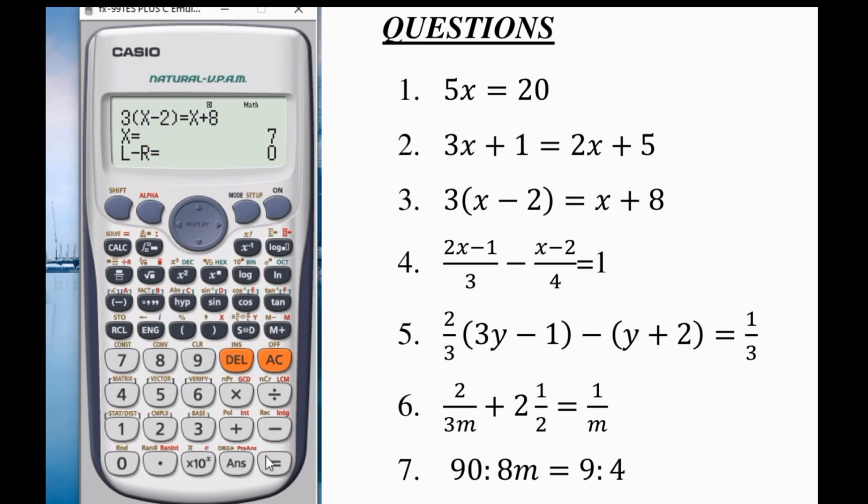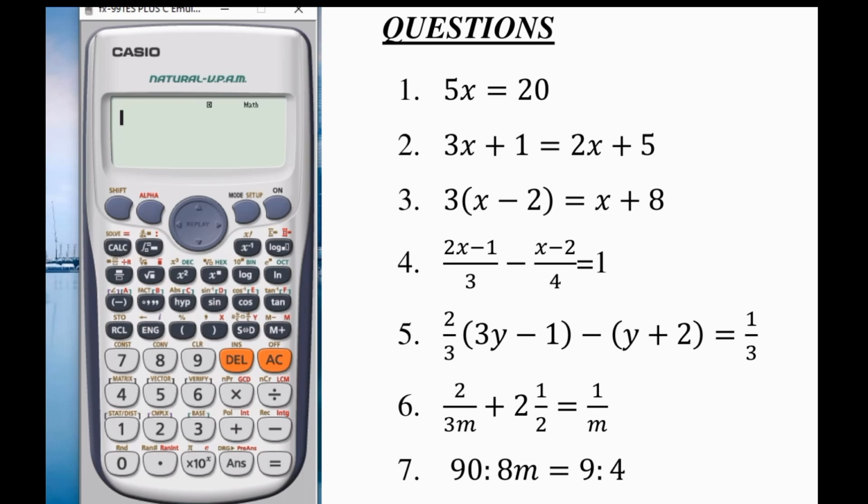So what if the particular equation involves a fraction? Then how do we input that into the calculator? That is where the fourth and the fifth questions come into place. So follow me as I demonstrate it to you. For the fourth question, we have 2x minus 1 all over 3 minus x minus 2 all over 4 equals 1. So we have to input it as it is into the calculator.